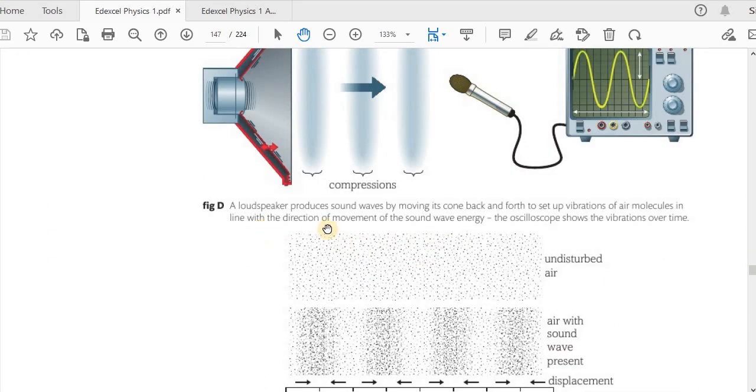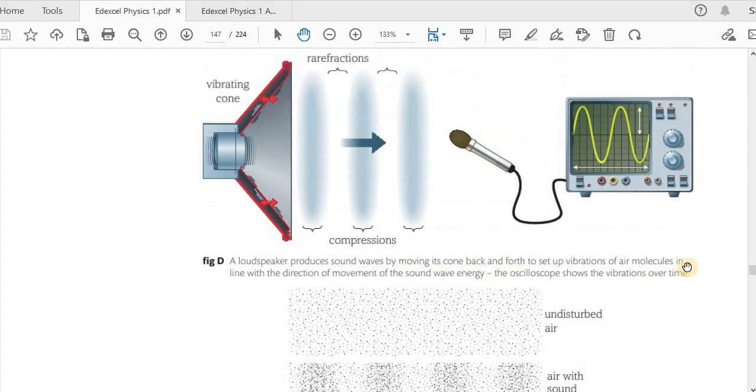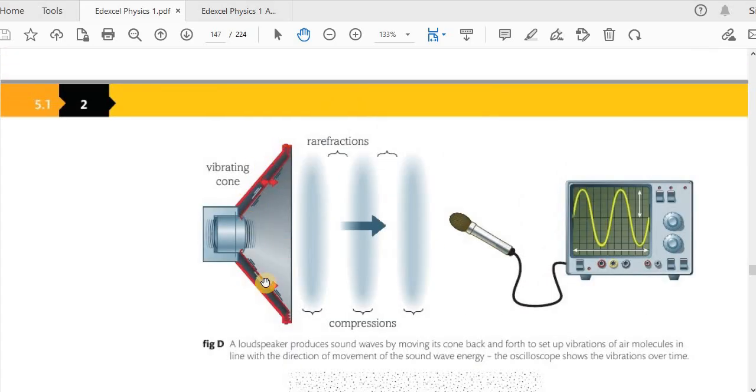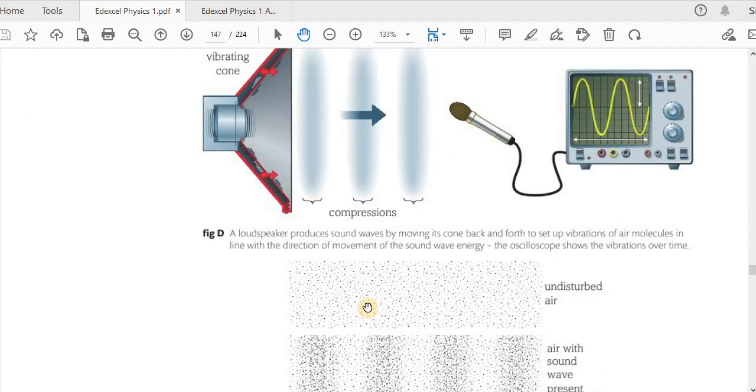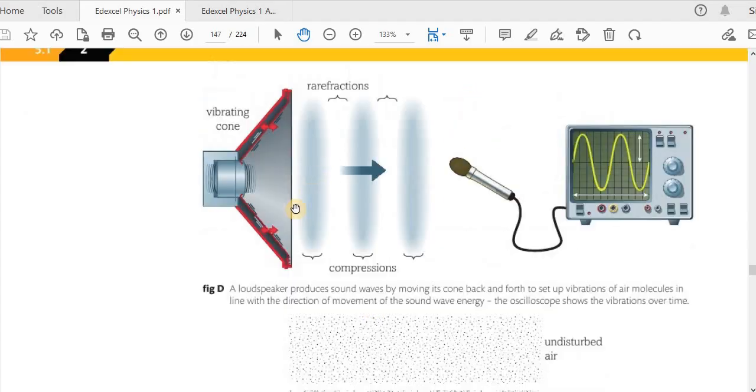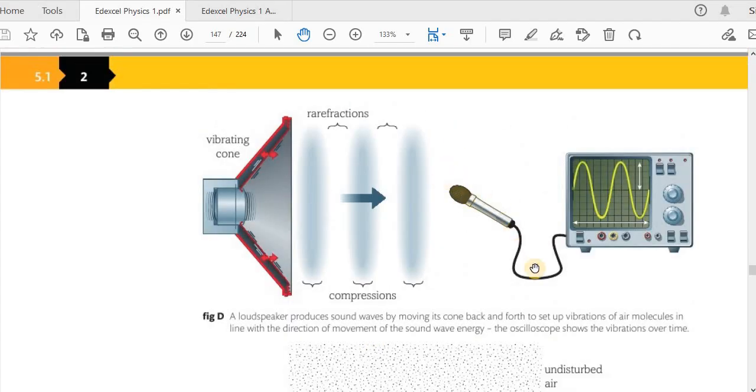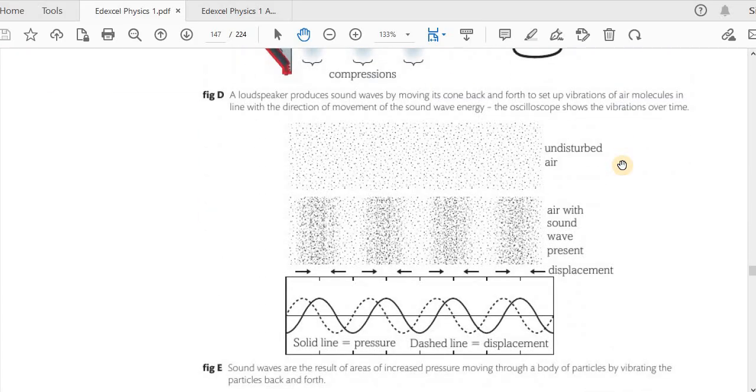A loudspeaker produces sound by moving its cone back and forth to set up vibrations of air molecules in line with the direction of movement of the sound wave energy. The oscilloscope shows the vibrations over time. This is the cathode ray oscilloscope. This is a speaker cone. This is a microphone. This will emit sound, this will detect the sound, and this will plot a graph of the sound behavior.